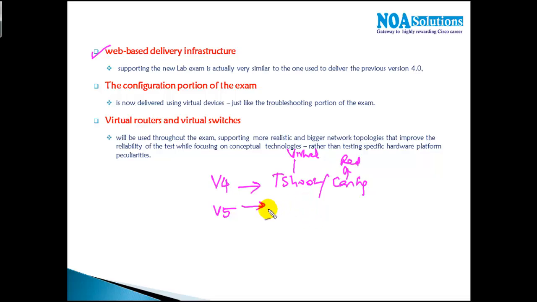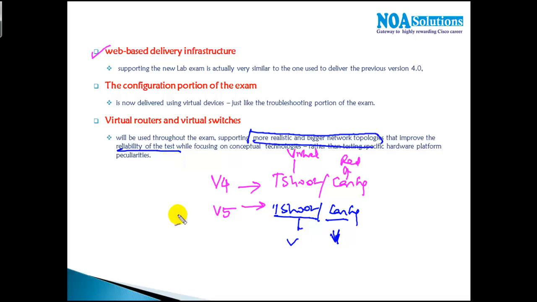Now the major difference between the version 4 and version 5 is still you have the same troubleshooting section and the configuration section. So now both are based on the virtual based environment here. So even your configuration section is tested in your virtual environment, which will be used throughout the exam, which supports some more bigger and realistic topologies that can improve the reliability of the test. So that's the main focus here.